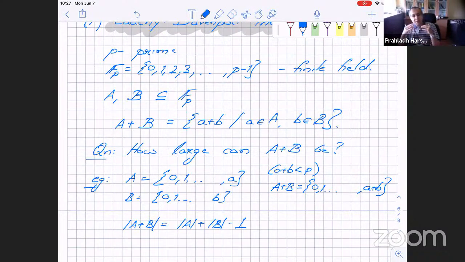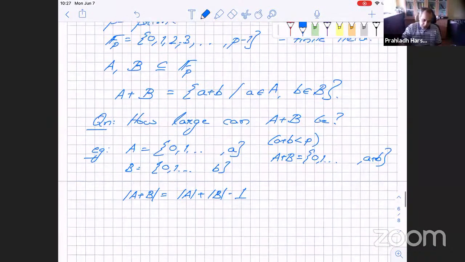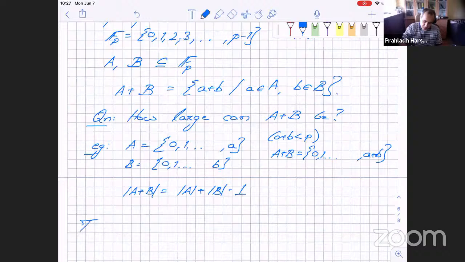So you know that it will be this small. My question is, this is the best you can do. That is, sorry, this is the worst you can do. This is the one in which there are the most overlaps. In any other possibility for A plus B, the set will actually grow very, very large. And that's the Cauchy-Davenport theorem. So the theorem due to Cauchy-Davenport is the following.